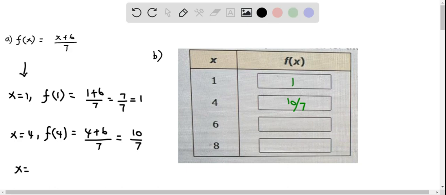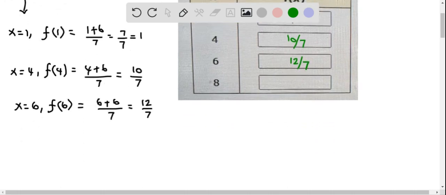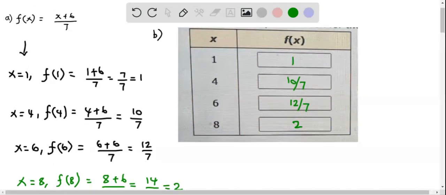Let me do for x equal to 6. This becomes f of 6 equals 6 plus 6 over 7 and this equals 12 seventh. So I put 12 seventh here. Now let me find for x equal to 8. So when x equal to 8, we have f of 8 and this equals 8 plus 6 over 7. This equals 8 plus 6 is 14 over 7 and this is 2. So let me put 2 here. So this is the numerical representation of the function f of x.